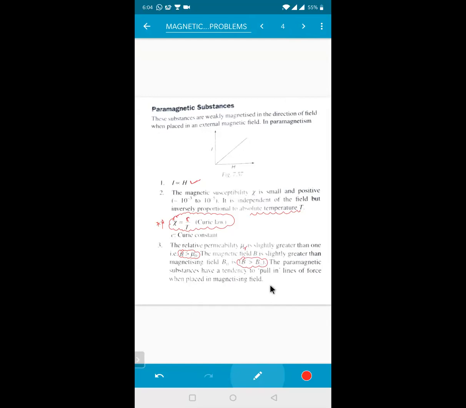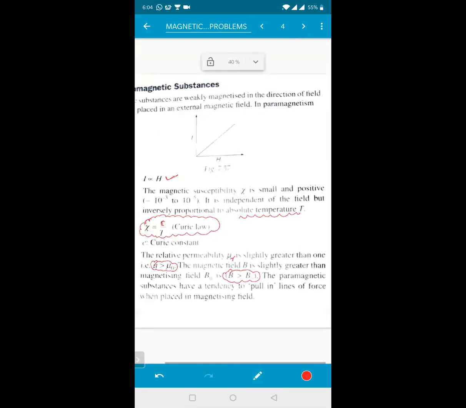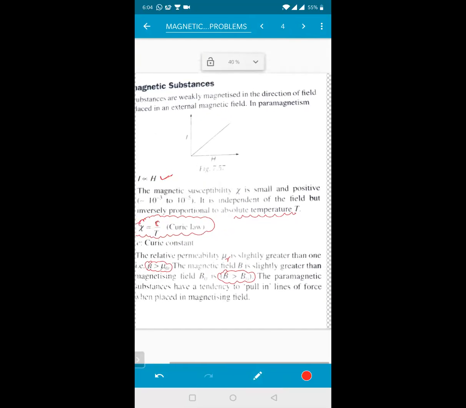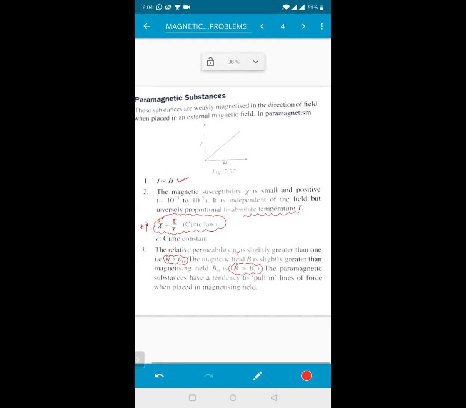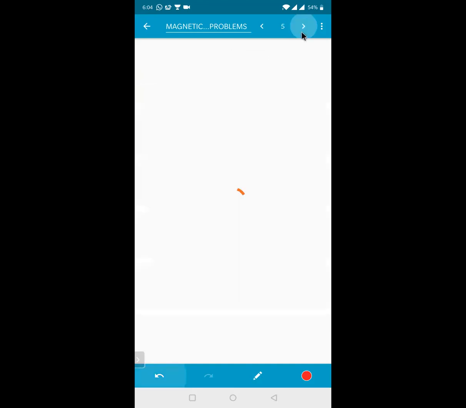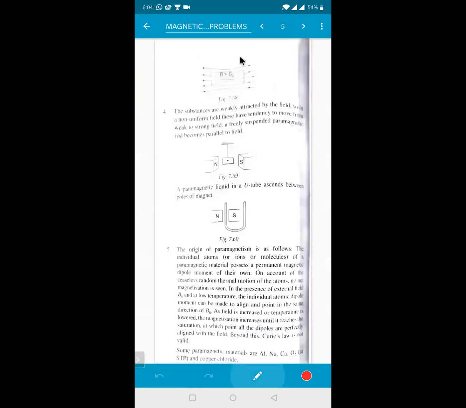In diamagnetism, the magnetic field lines are repelled by the magnet, but here they will be attracted. So the paramagnetic substances have a tendency to pull the lines of force when they are placed in the magnetizing field. They have a tendency to pull the field lines into themselves, so the magnetic lines of the field pass through them. That is the reason B is greater than B naught.